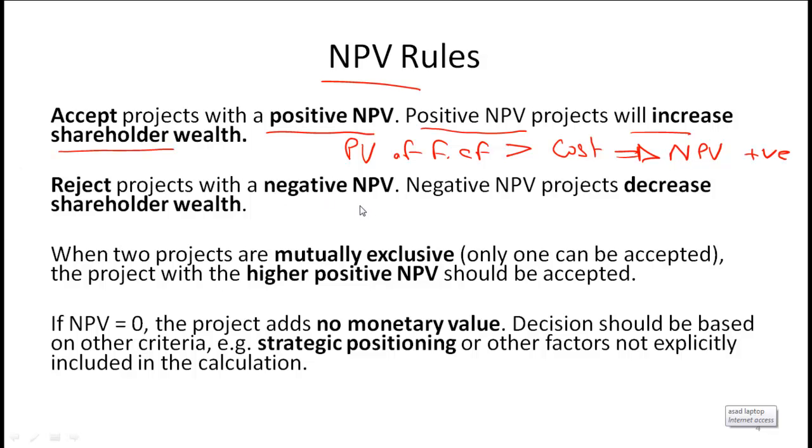Reject projects with a negative NPV. Negative NPV projects decrease shareholder wealth. When two projects are mutually exclusive, which means that only one can be accepted, the project with higher positive NPV should be accepted. If NPV is 0, the project adds no monetary value. Decision should be based on other criteria, for example strategic positioning or other factors not explicitly included in the calculation. So this is a side point.